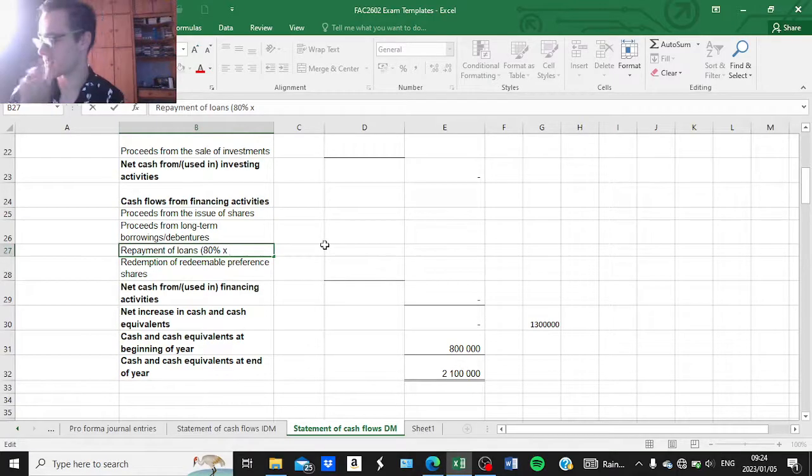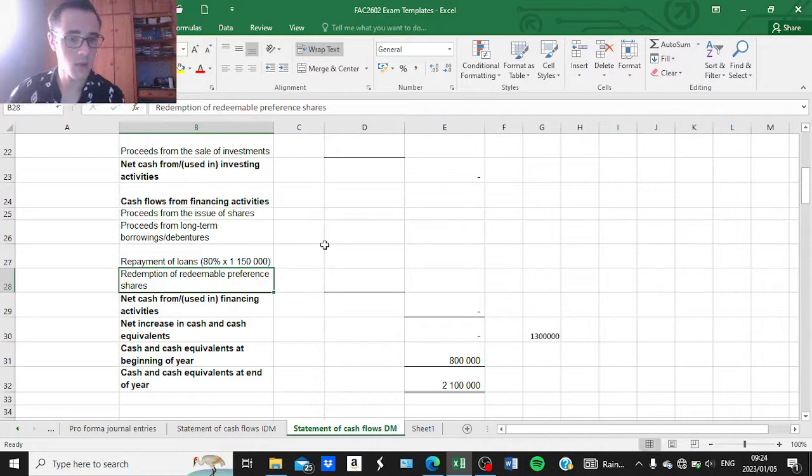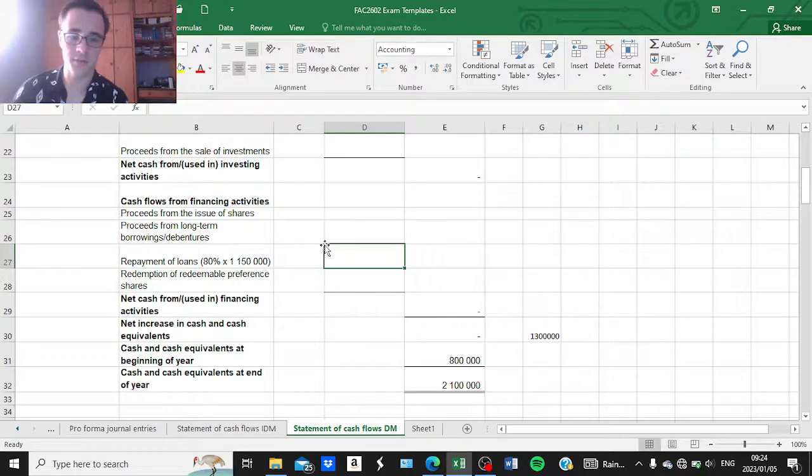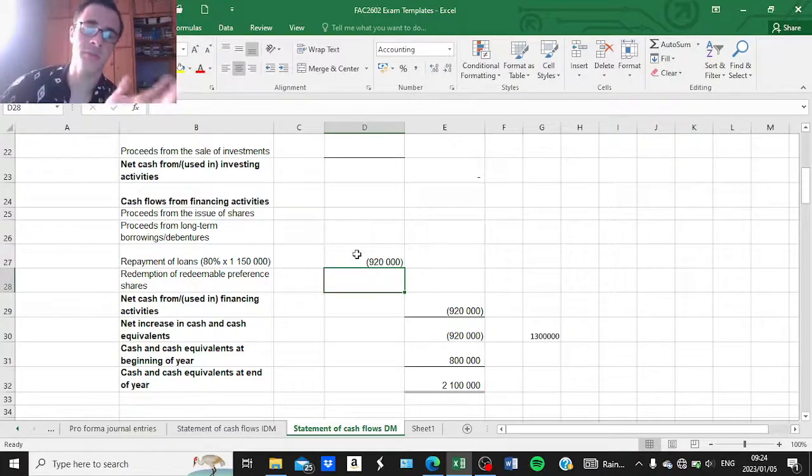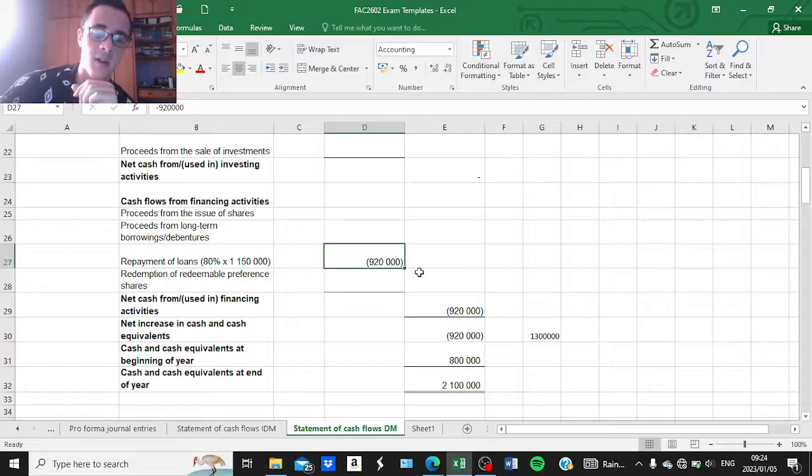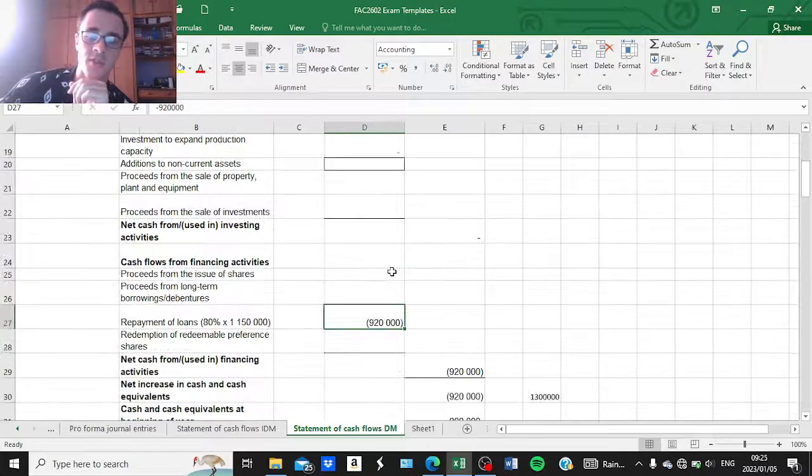80% of the opening balance was repaid halfway through the financial year, and the value of that is calculated as follows. 80% of 1.15 million will give you 920,000. And because this represents an outflow of cash, you will need to show this as a negative amount in your statement of cash flows in the first column.